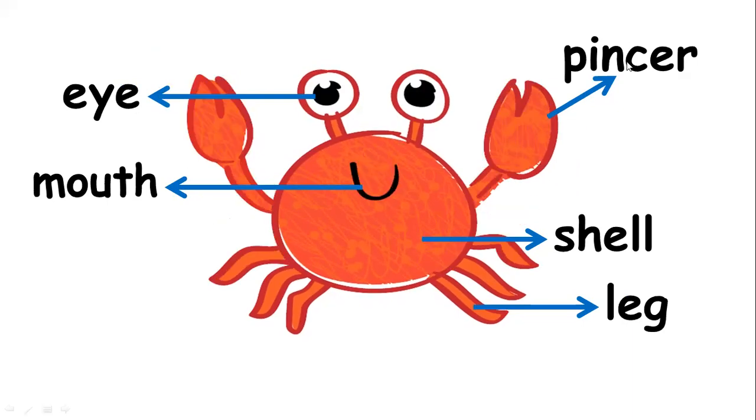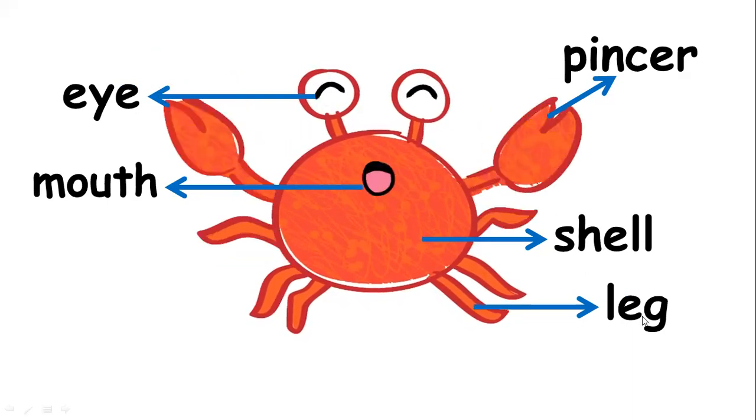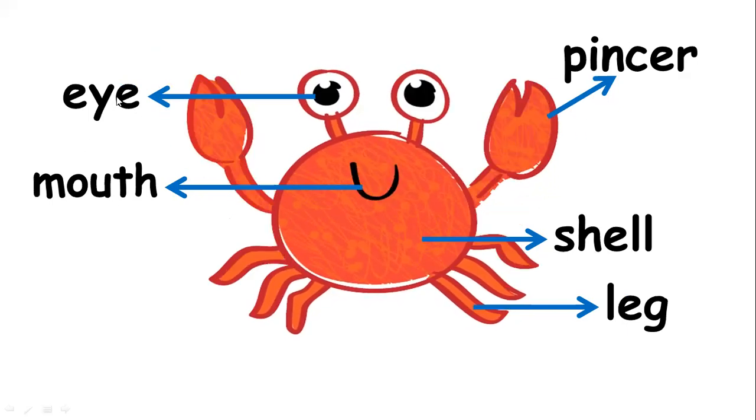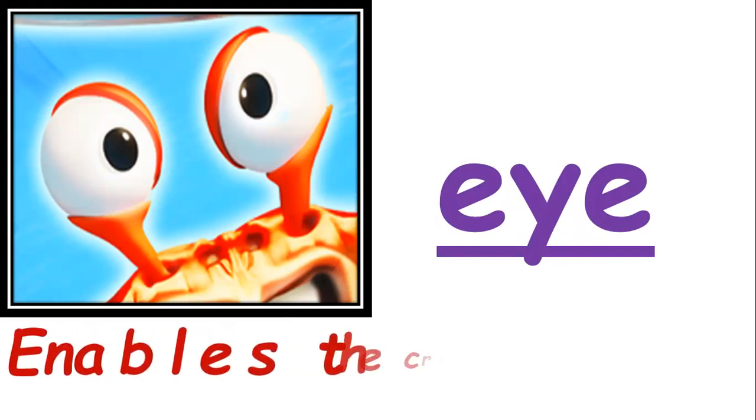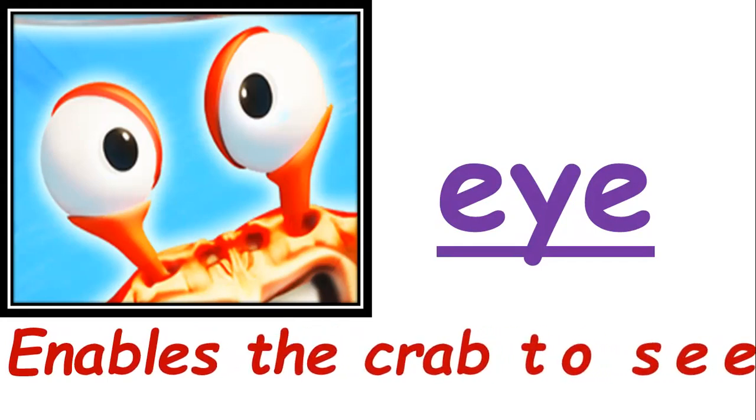Okay, so we have the pincer, the shell, the leg, the mouth, and the last one is the eye. Now this time, let us discuss one by one the different body parts of the crab and the function of its body parts. And this is what we call the eye. Everybody say eye. And what is the main function of the eye of the crab? It enables the crab to see. Eye.